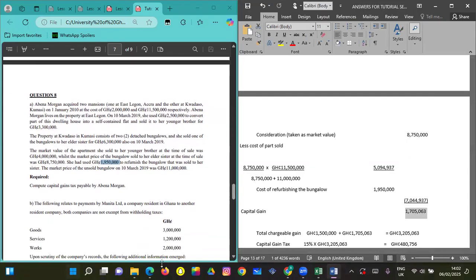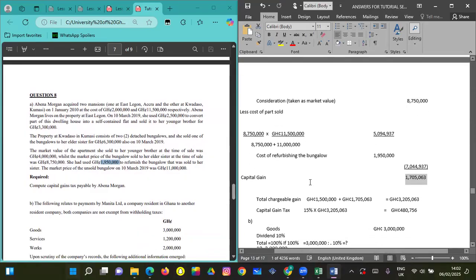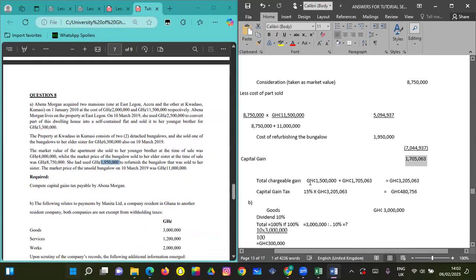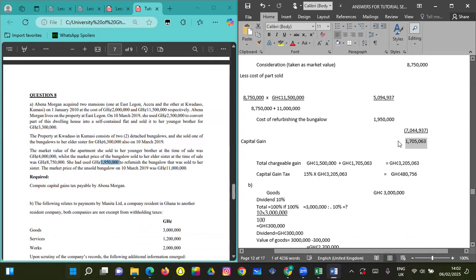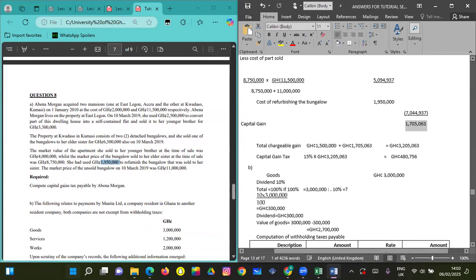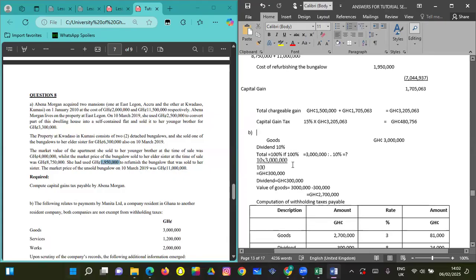Now, if we want to compute the capital gain, we have to add the two of them, right? The first one received from the brother and then from the sister. So we compute the two, which will be this, 15% of it will be this, and then this is what you are going to pay to the taxman as your capital gains tax.